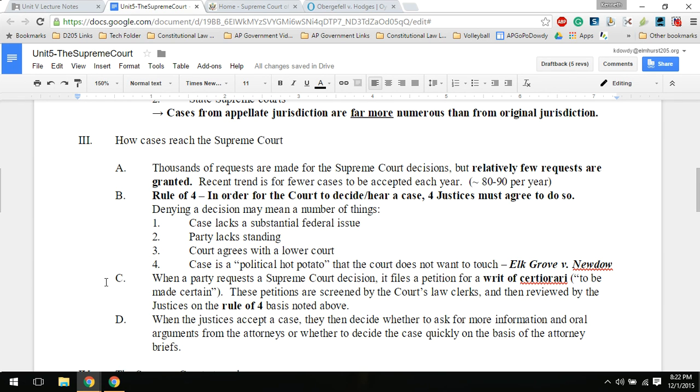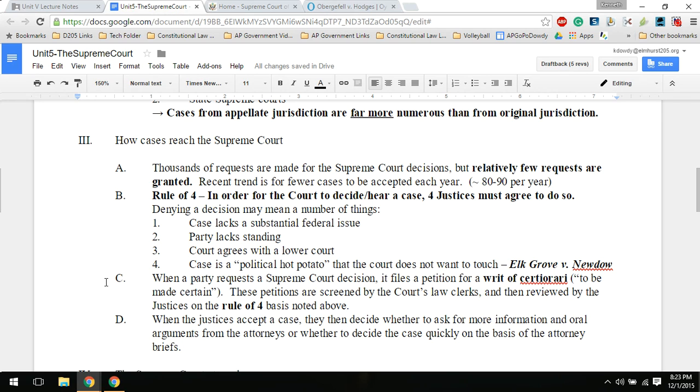How do cases reach the Supreme Court? Well, a petitioner, so the individual who lost at the lower level, may petition the court to take their case. This is where we get into what we call a writ of certiorari, which is an agreement to hear the case. All you need is 4 of the 9 justices to agree to hear the case. It doesn't mean you're going to win, but you need 4. That's called the rule of 4.